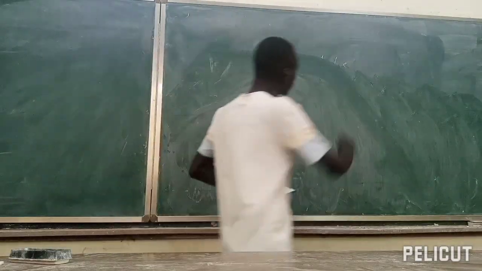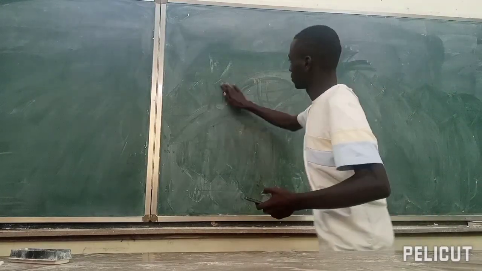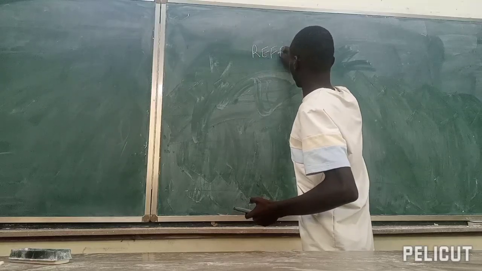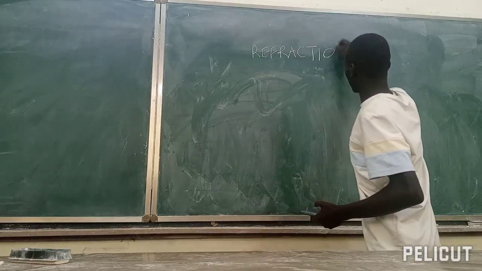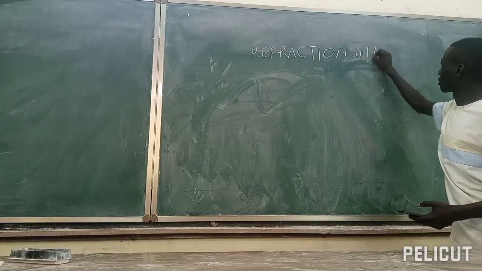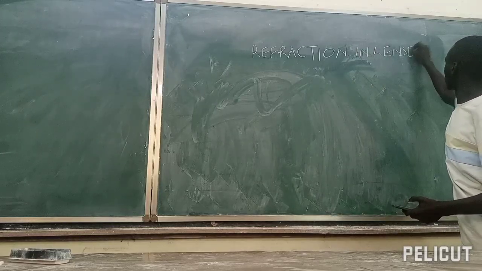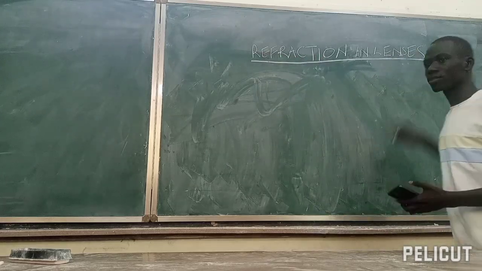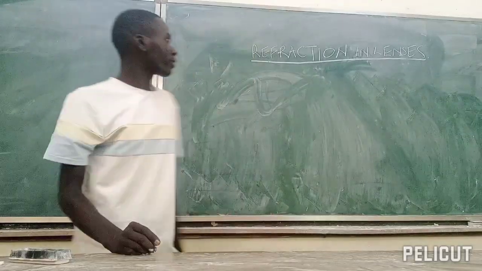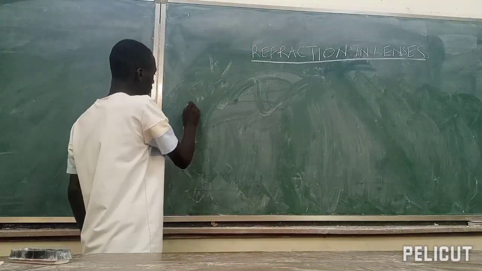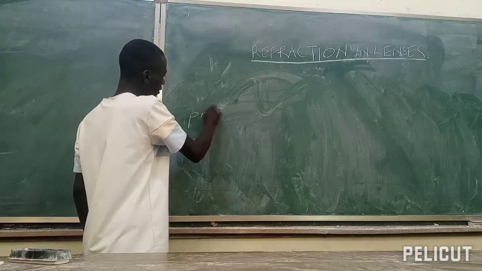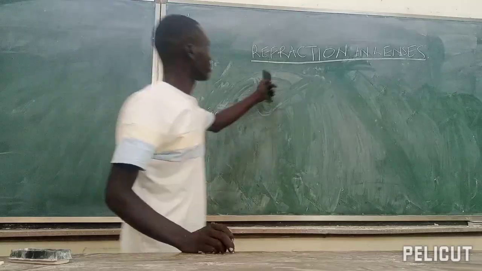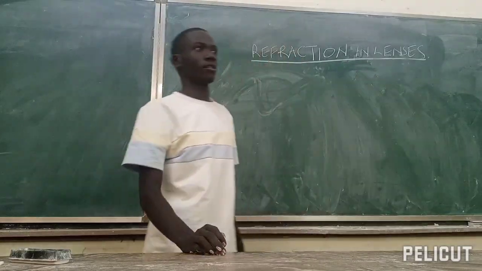Today we're going to look at the process we call refraction. We're going to look at refraction in lenses. You see, refraction is something very wide, but we are going to be specific on lenses only, because we can see refraction in prisms too. Something very wide, but for us it's very specific to lenses.